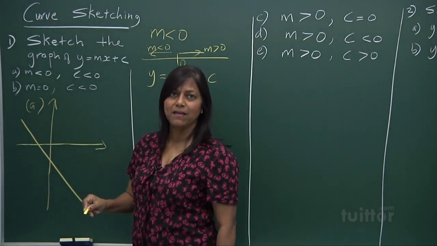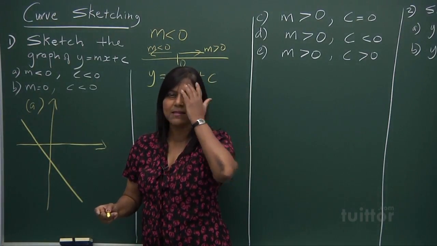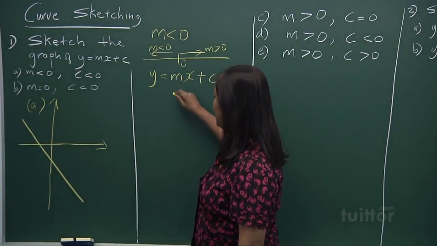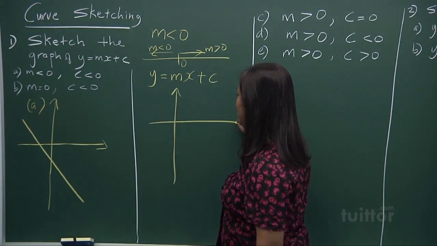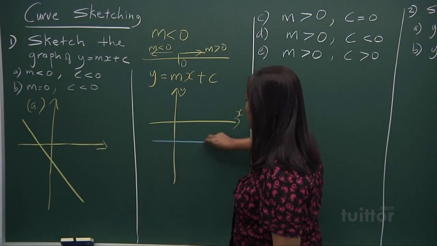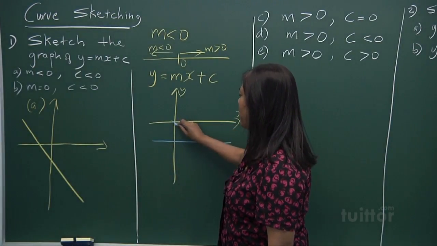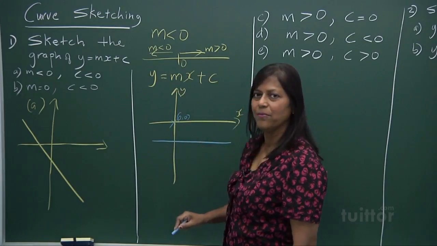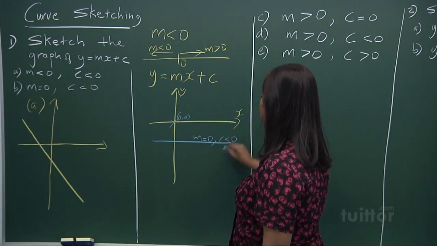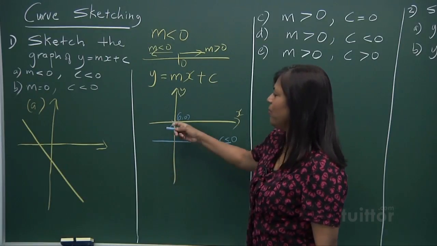In the case of B, when m is 0, the gradient is 0. It means there is no slope, and the c is less than 0. How does the graph look? Well, with the y-axis and x-axis, and c less than 0, no slope, it can be anywhere as long as it is below the point of origin 0, 0. So in this case, m is equal to 0, c is less than 0. Any line parallel to this, as long as it is below this point.